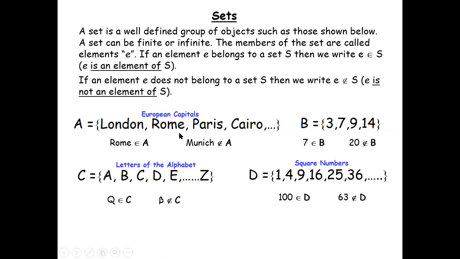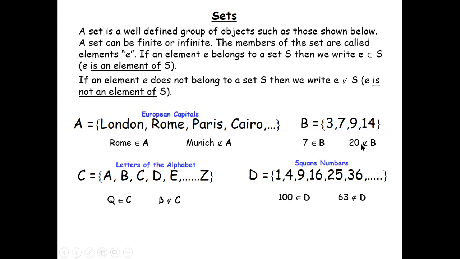Obviously Munich is a European city, it's in Germany, but it's not the capital of Germany. So remember, it's European capitals. I'm not sure why Cairo is mentioned in there, because Cairo is the capital of Egypt. So maybe there's a mistake in that set.